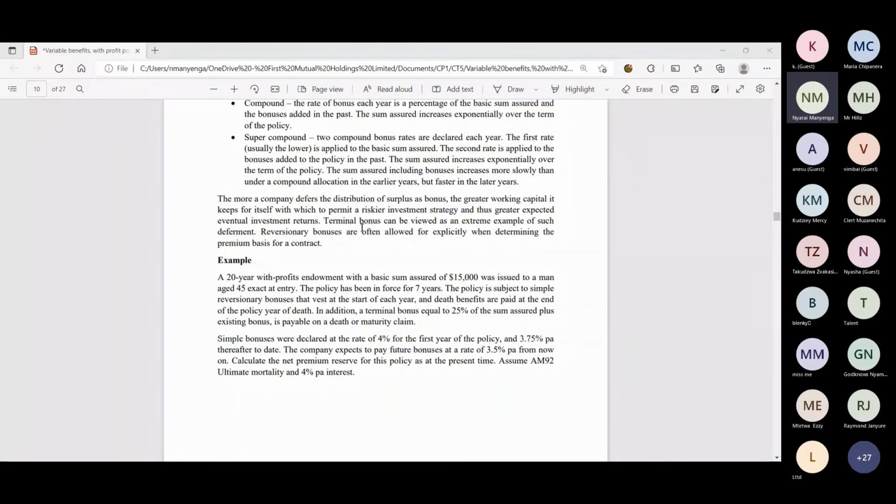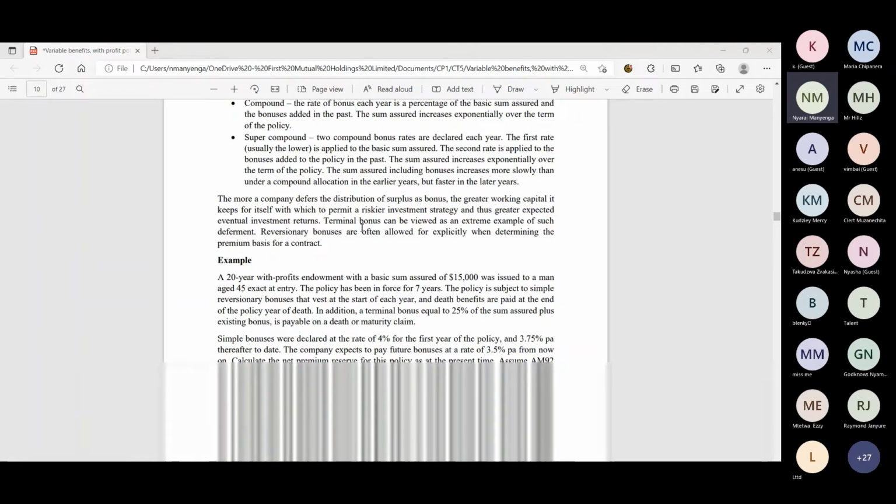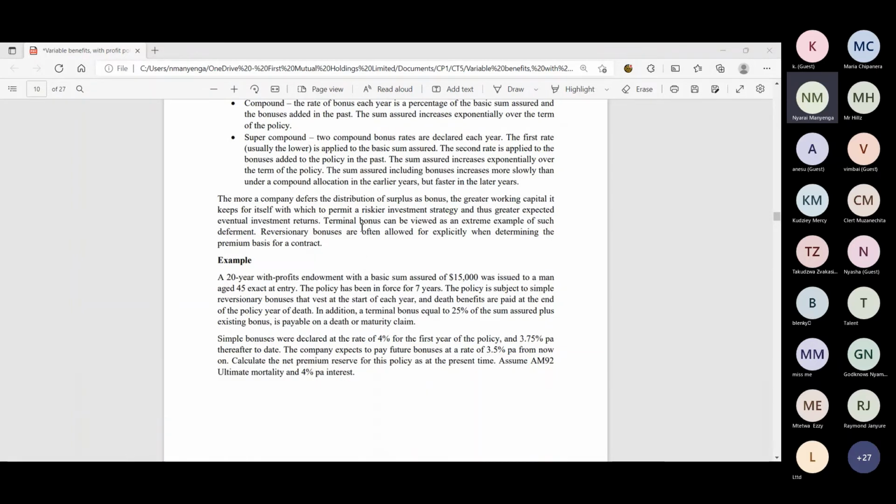So it would mean that the reserves are also low. This would give a company greater working capital, which will allow it to pursue a riskier investment strategy and also achieve greater expected eventual investment returns. So terminal bonus can just be viewed as an extreme example of such deferment, but usually it's used as a mixture of regular or special once-off and terminal bonus.